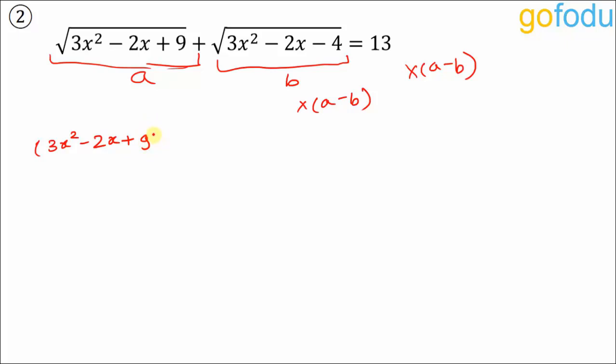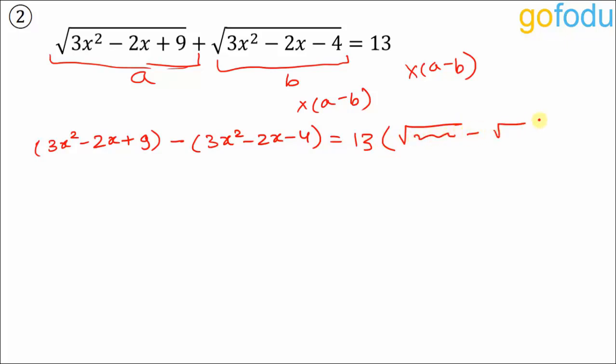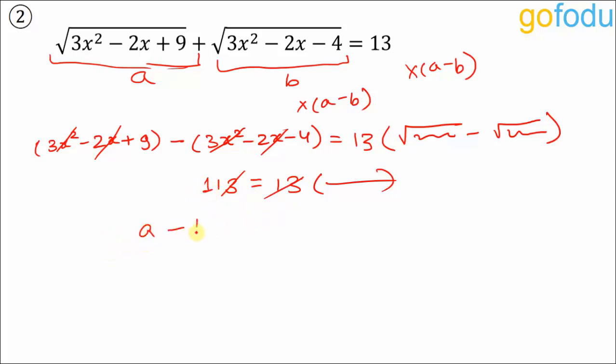On squaring, the root sign will get eliminated, minus 3x square minus 2x minus 4 will be equal to 13 into a minus b, will be root of this minus root of the second expression. Okay. And on subtracting this, 3x square and 2x will get cancelled. 9 minus minus 4 is 13, which will be equal to 13 into this bracket. 13 and 13 will cancel each other, 1 will remain. So this is what a minus b will be equal to 1. This is what we have got till now.